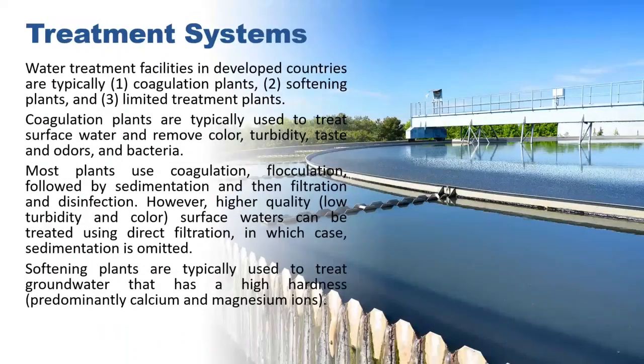Now let's move on to the treatment systems. Water treatment facilities in developed countries are typically coagulation plants, softening plants, and limited treatment plants, whereas some countries use a combination of coagulation, softening, and limited treatment plants. Coagulation plants are typically used to treat surface water and remove color, turbidity, taste, odors, and bacteria. Most plants use coagulation and flocculation followed by sedimentation, and then filtration and disinfection. However, higher quality surface waters can be treated using direct filtration, in which case sedimentation is omitted. Softening plants are typically used to treat groundwater that has a high hardness.